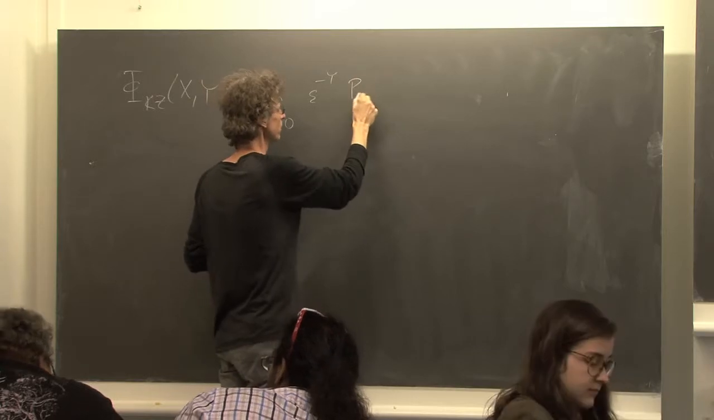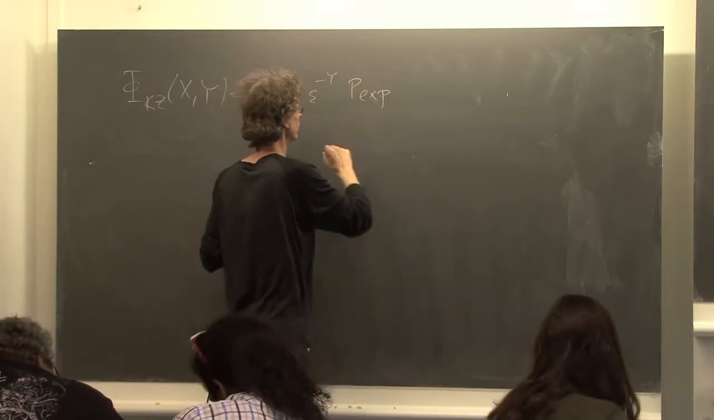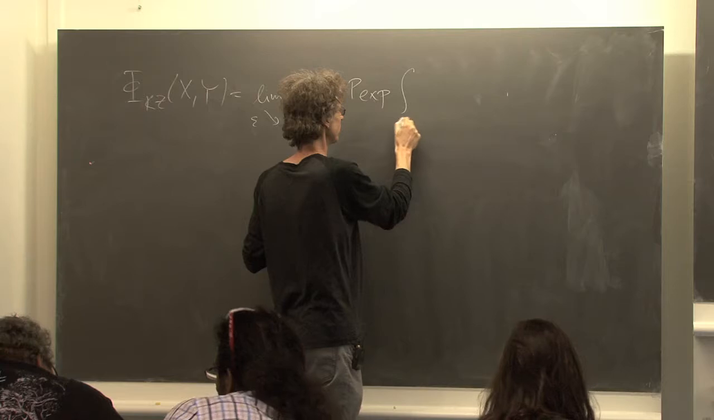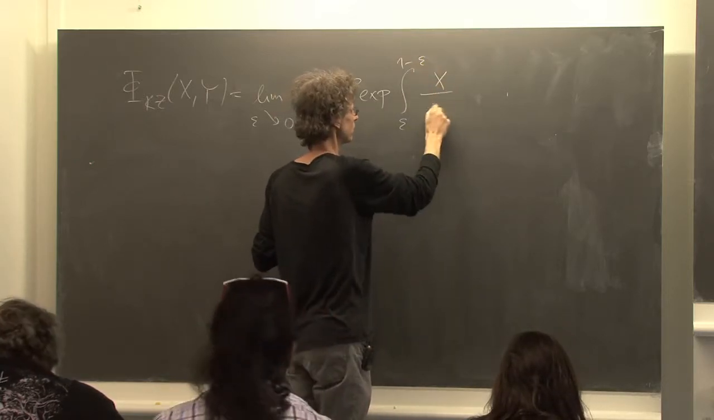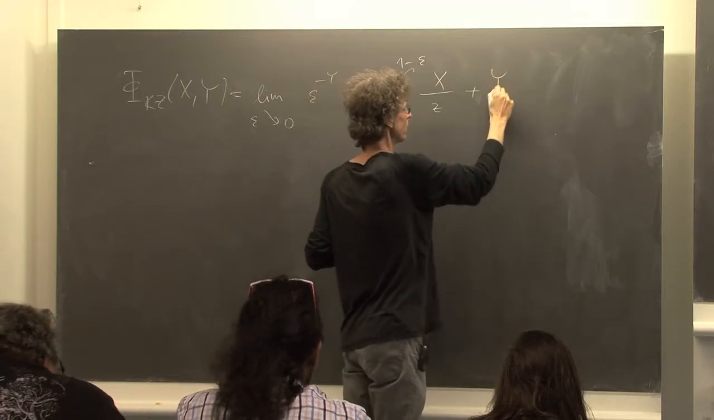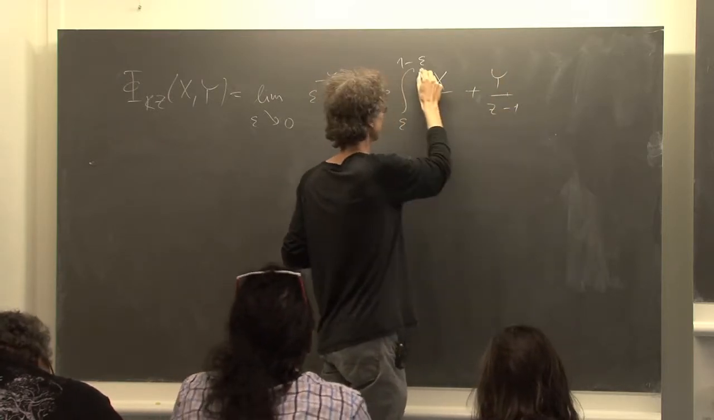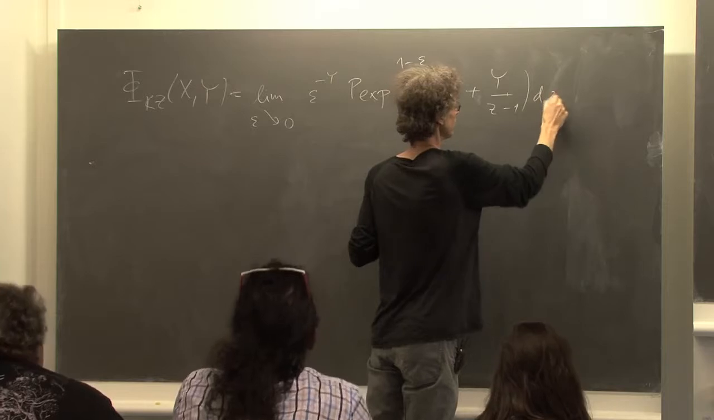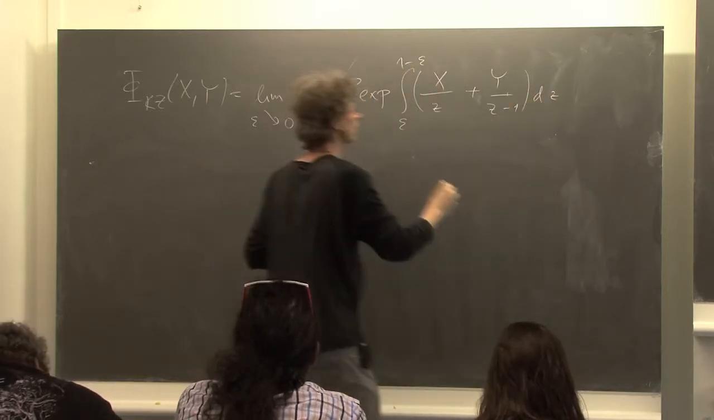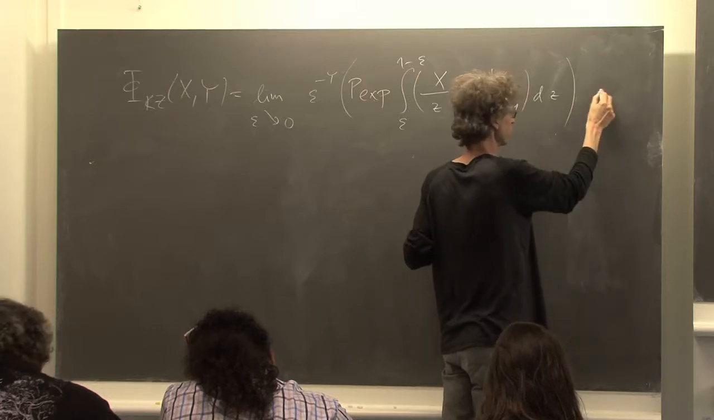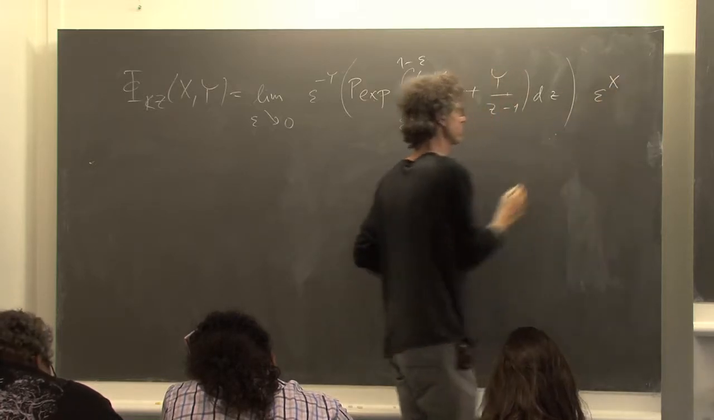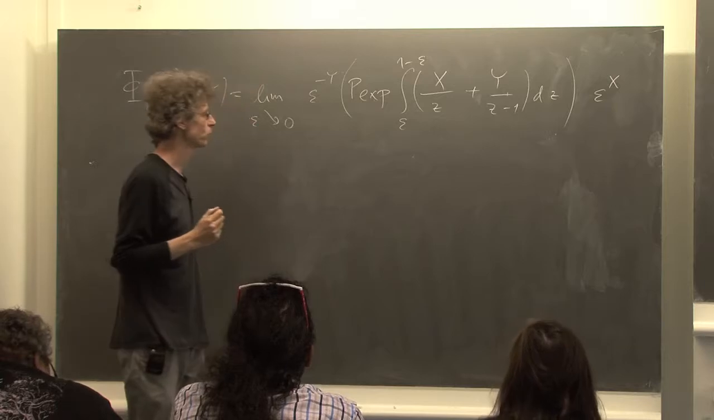Then there is this holonomy, integral from epsilon to 1 minus epsilon of (x over z plus y over z minus 1) dz. And there is a regularization on the other side as well. So that was the thing.